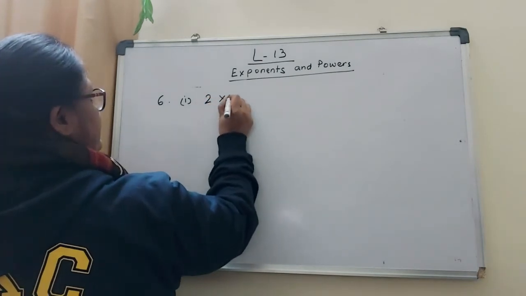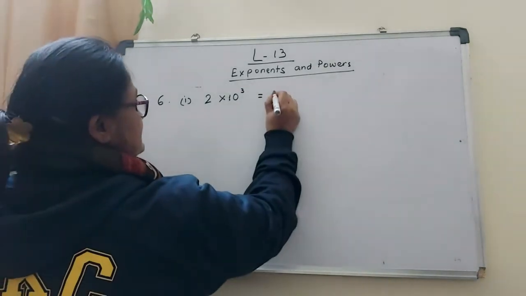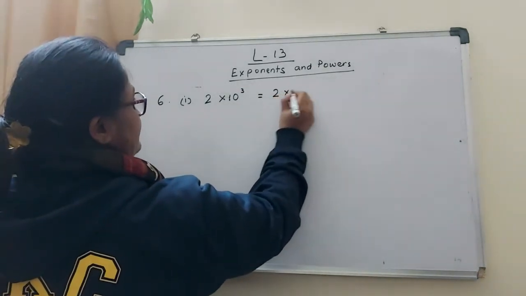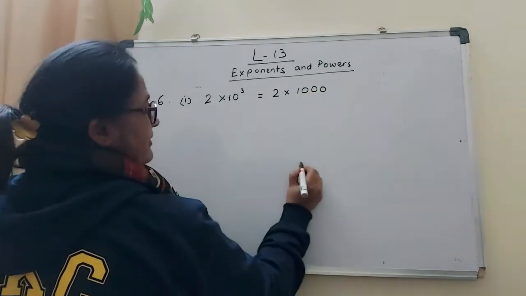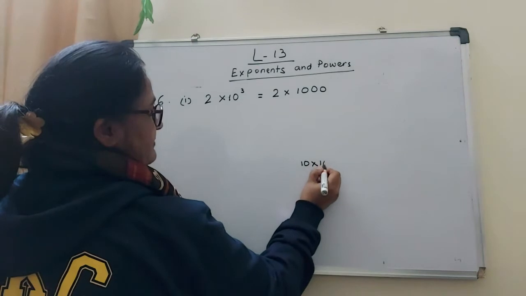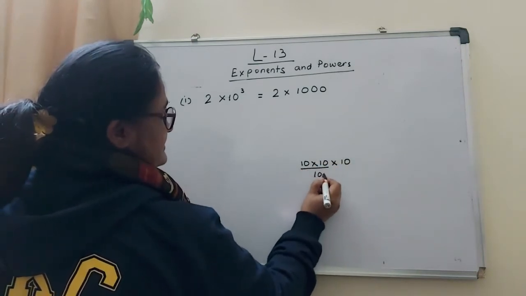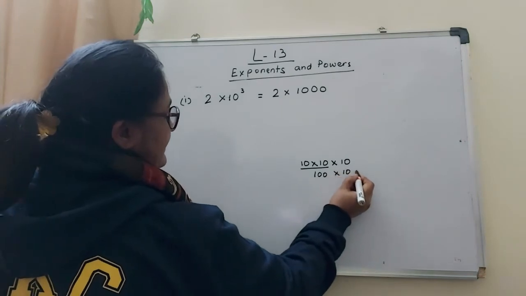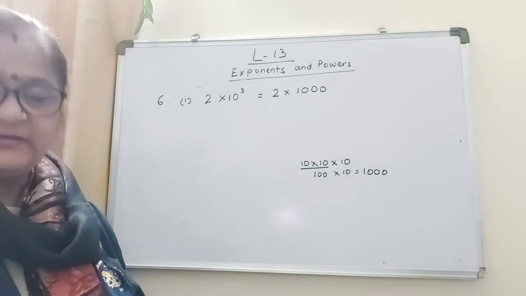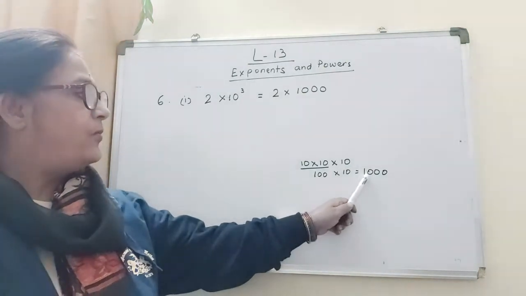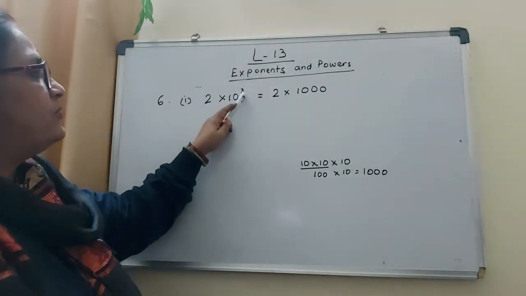2 multiplied by 10 raised to the power of 3. This means it is 2 multiplied by 10 raised to the power of 3, which is 10 multiplied by 10 multiplied by 10. 10 multiplied by 10 is 100, multiplied by 10 is 1000. Now in 1000, how many zeros are there? 1, 2, 3. What was the power of 10? Power of 10 was 3.